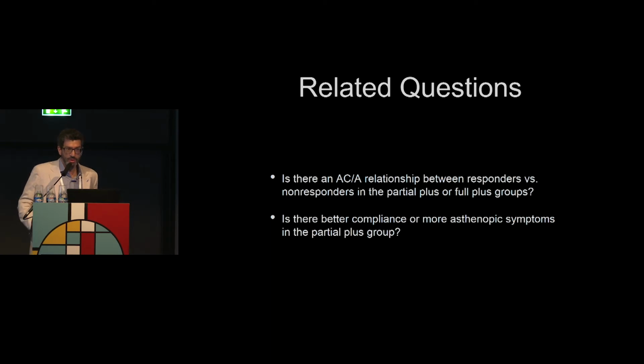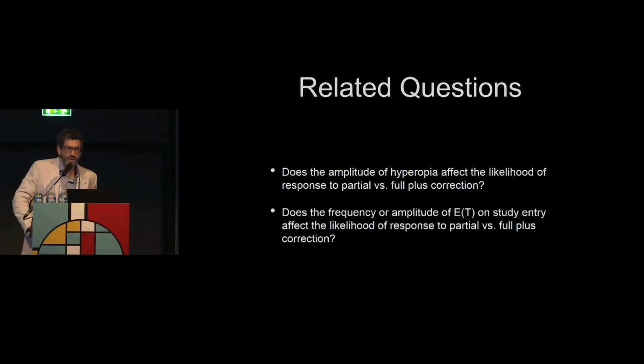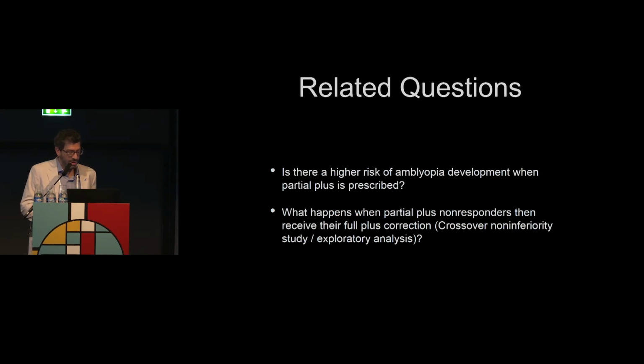On the other hand, do you get better compliance over time or fewer asthenopic symptoms when you give partial plus, or more asthenopic symptoms? We didn't have the statistical power to determine whether it was the same to treat a +3 patient versus a +6 patient. Both groups responded pretty much equally between the two groups, but should the +6 patients do better with partial plus because they're starting out with such a high degree of refractive error in the first place? Is there a difference in amblyopia results in the two groups? We don't know this either in our study or in previous studies.